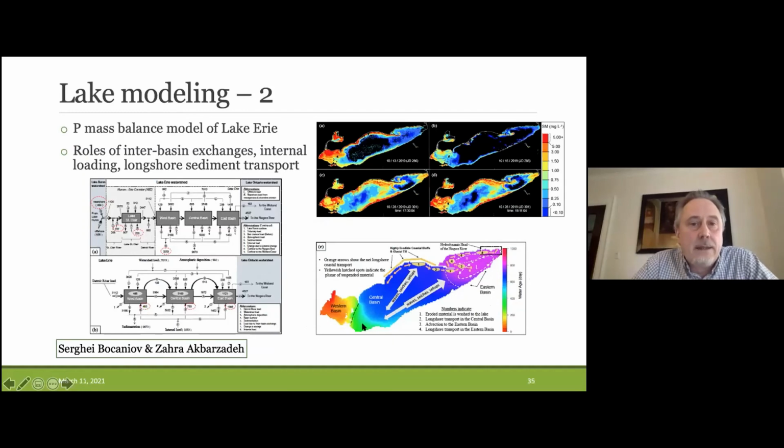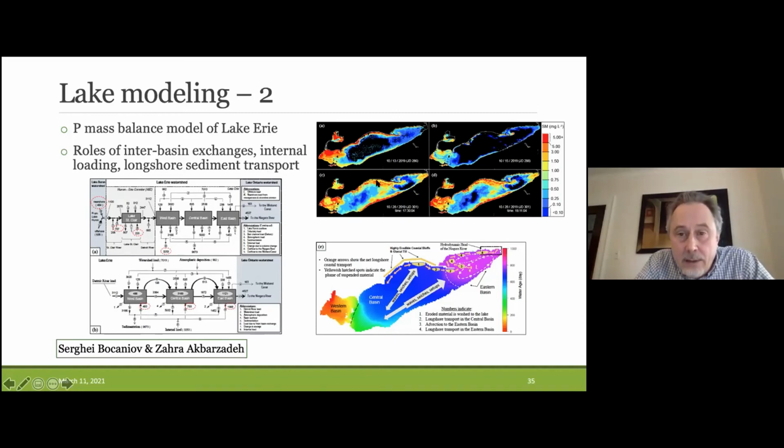Then finally, the phosphorus mass balance modeling for Lake Erie. Again, I'm sorry, this is very small, but this is a complete reanalysis of previous estimates, and it really emphasizes the role of interbasin exchanges in understanding how phosphorus is being redistributed in Lake Erie. Again, we have the Western Basin, the Central Basin, and the Eastern Basin. It also shows very much longshore sediment transport, but also the importance of increasing shoreline erosion as a mechanism to remobilize phosphorus inside the lake.